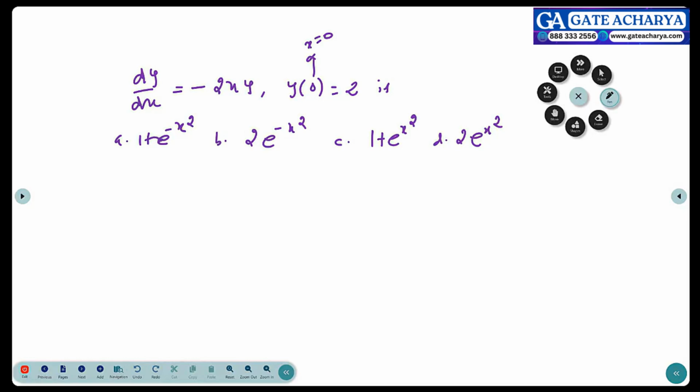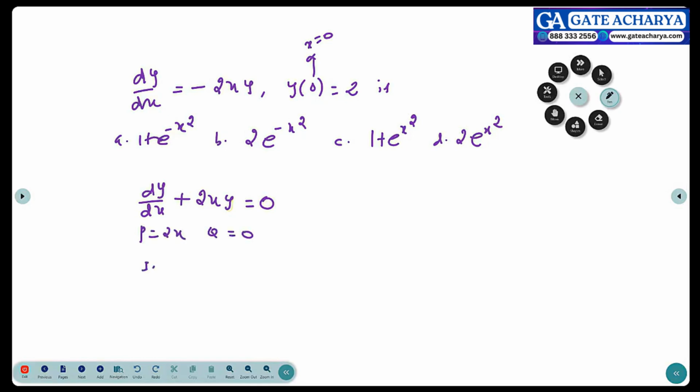The general form of the first order linear equation is dy by dx plus p into y. But here the right hand side is minus 2xy. So take minus 2xy to the left hand side, then it is plus 2 times xy is equal to, none of the term here, therefore it becomes 0. So it is dy by dx plus p into y is equal to q. So p is equal to 2x, q is equal to 0.